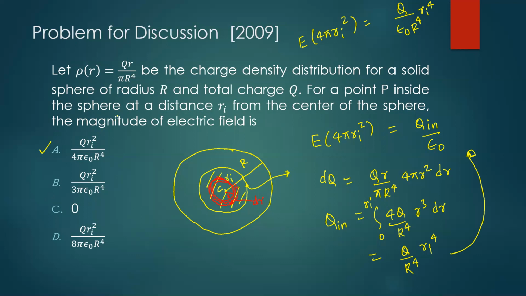Wait, can you repeat it again? Yeah, you can keep that in mind. Charge density is constant, electric field will be proportional to R. Charge density is proportional to R, electric field will be proportional to R square. So keep that in mind. Sometimes it will be helpful.